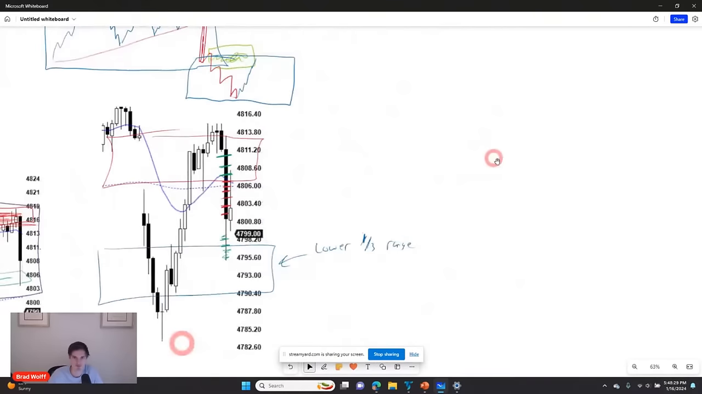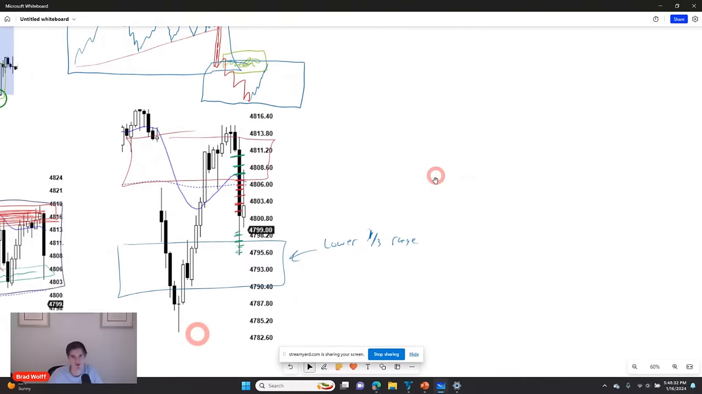So this leads to discussion. How do you identify the upper and lower one third of the range? You identify it by taking a look at the prior leg. So in order to identify the range, in order to identify the buy and sell zone, you take a look at the prior leg.